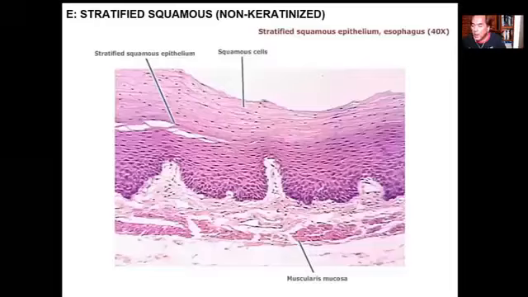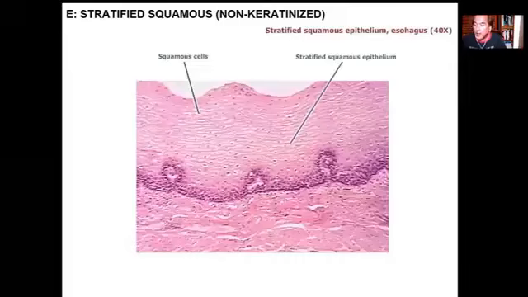From here to here is epithelium. It's stratified. The top layer are flattened cells, so stratified squamous. But the extreme top of this epithelium are still living cells. You got a lot of nuclei still on top. So this is stratified squamous non-keratinized. Example, esophagus.